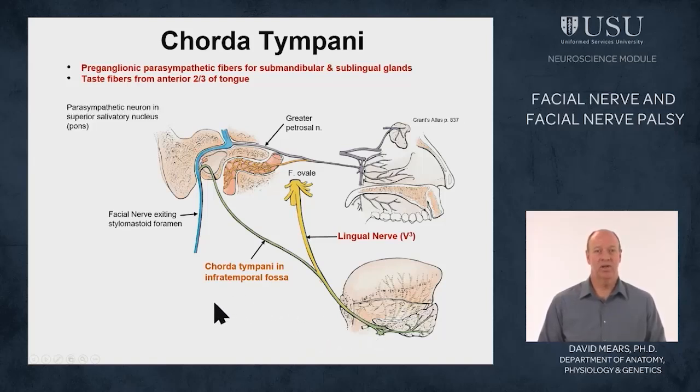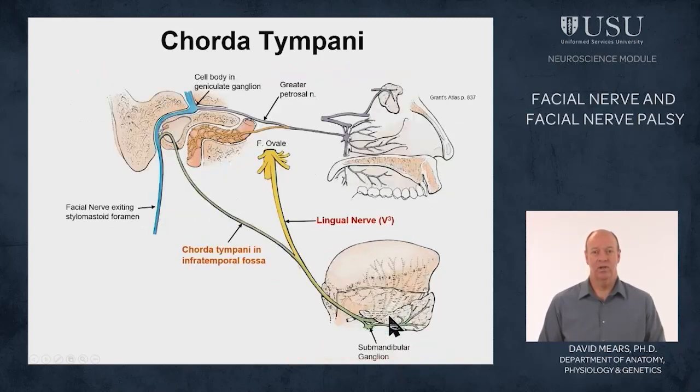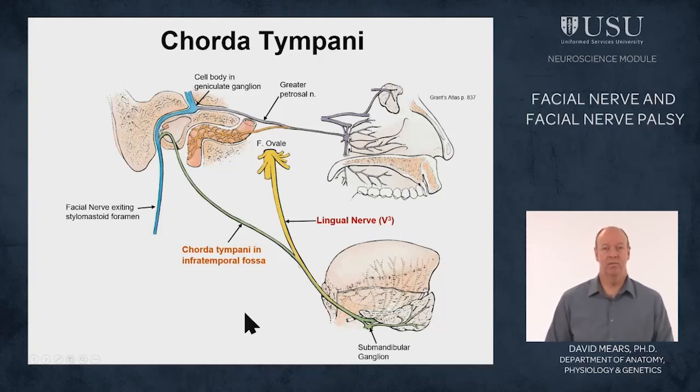And so if you picture a parasympathetic neuron starting up in the brainstem, its axon is going to course with the facial nerve, take that bend, come off with the chorda tympani, work its way down through the infratemporal fossa, join up with the lingual nerve, and ultimately synapse in the submandibular ganglion, that little ganglion hanging down there off the lingual nerve, and then the postganglionic parasympathetic fibers will distribute to the submandibular and sublingual glands to control their secretion.